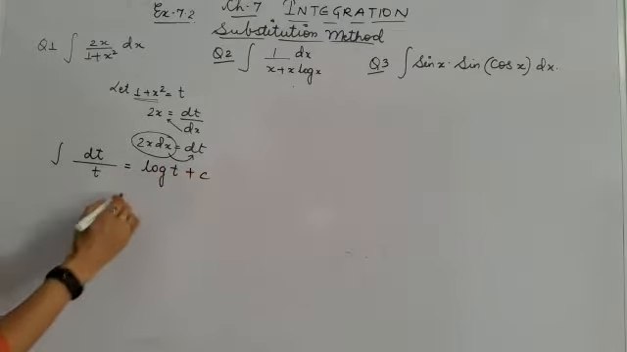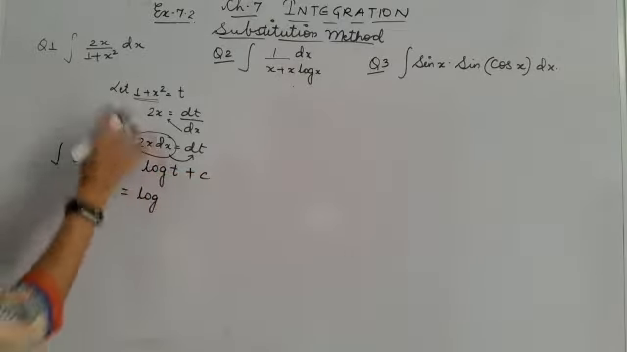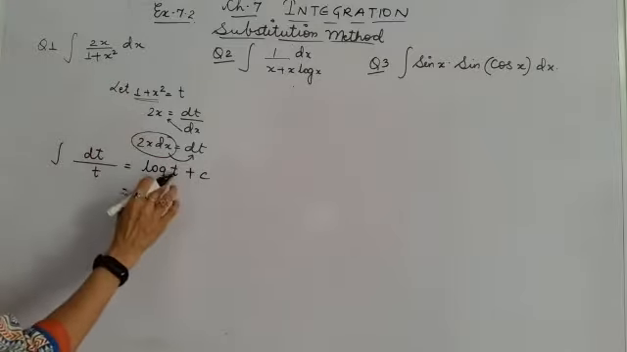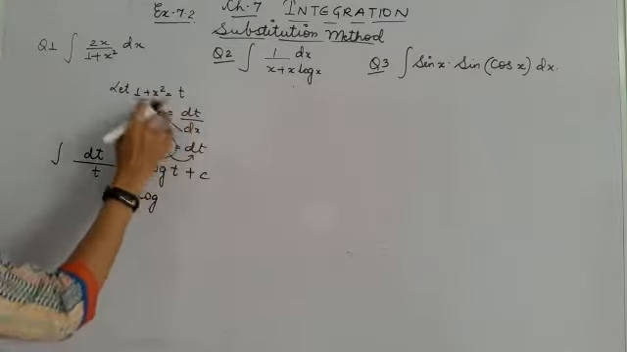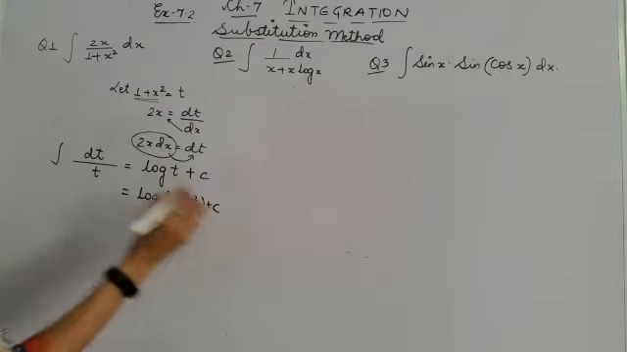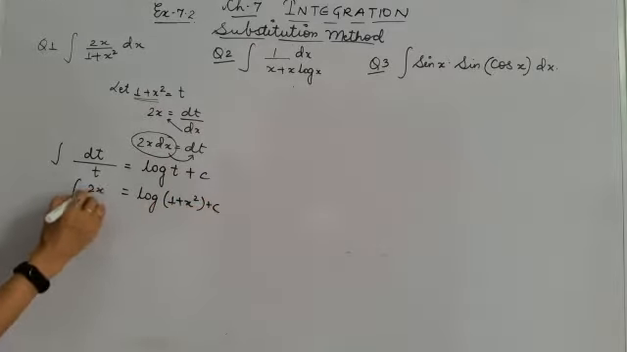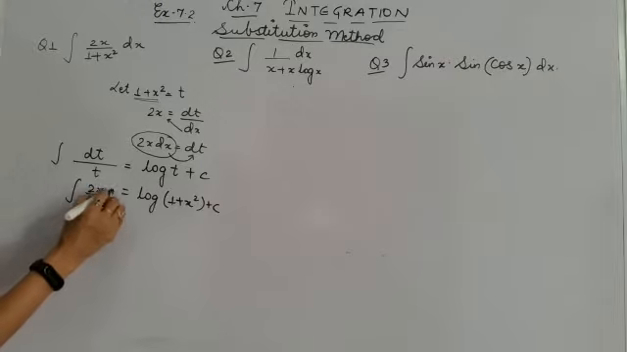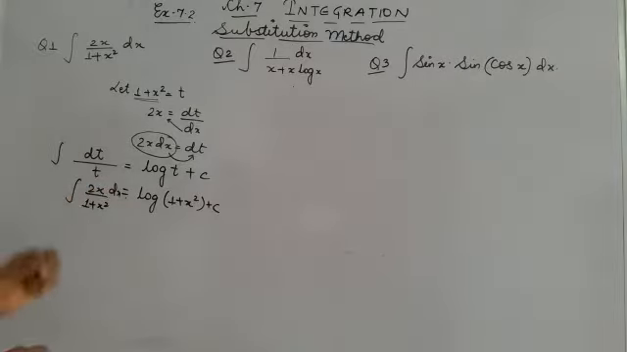So this is the integration, and what I have to do, since my question is given in variable x, is substitute the value of t over here: log of 1 plus x square plus c. So this is my integration of 2x upon 1 plus x square. Let's see the next question.